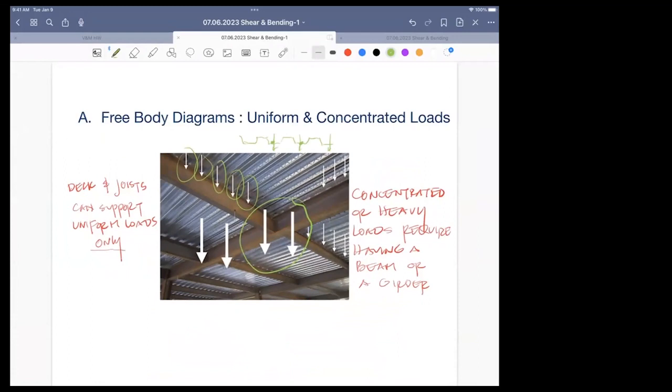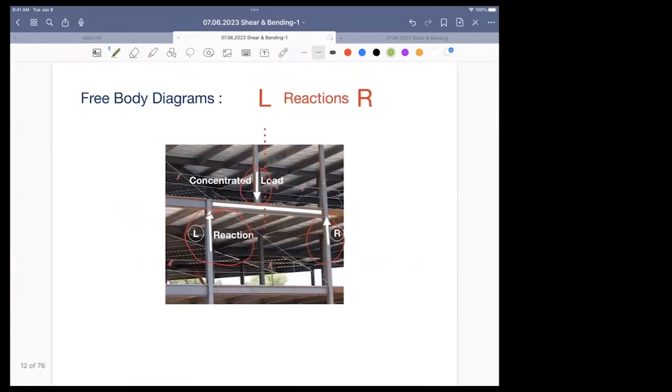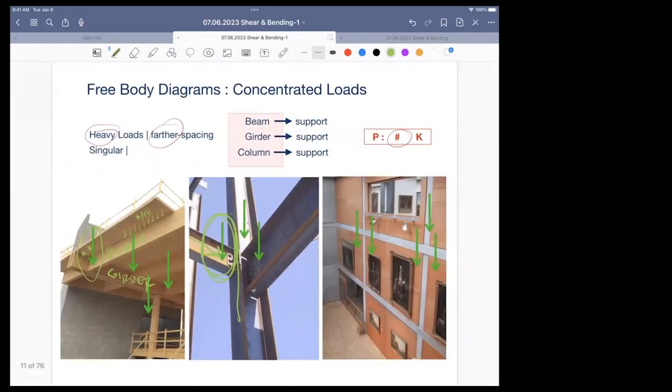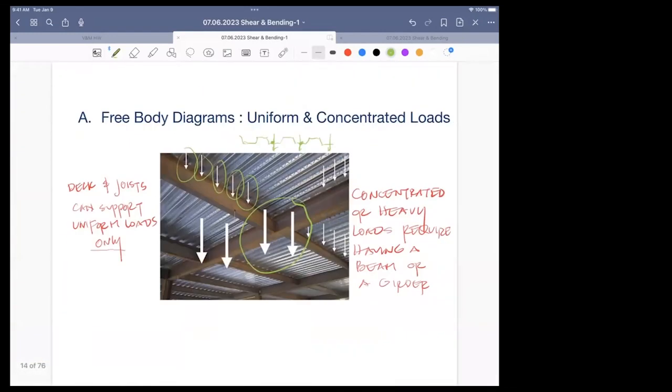You cannot put a heavy load, you cannot put a concentrated load on a joist or a deck. If you have a large load, a concentrated load, a chiller, or whatever it is, it's got to go on a beam or a big beam, a girder. So uniform loads are light and they are for deck and joist. They cannot handle bigger loads.